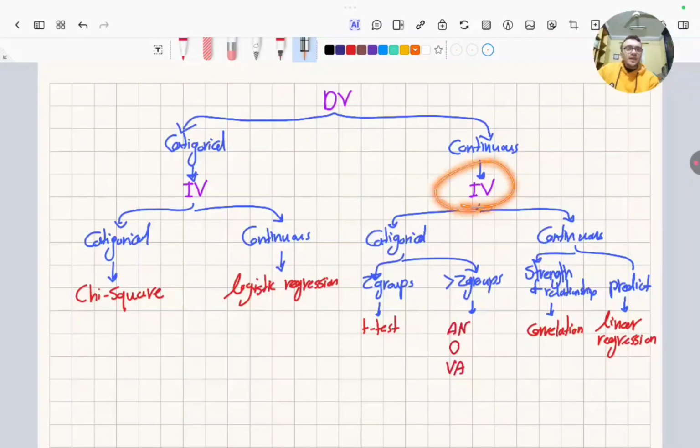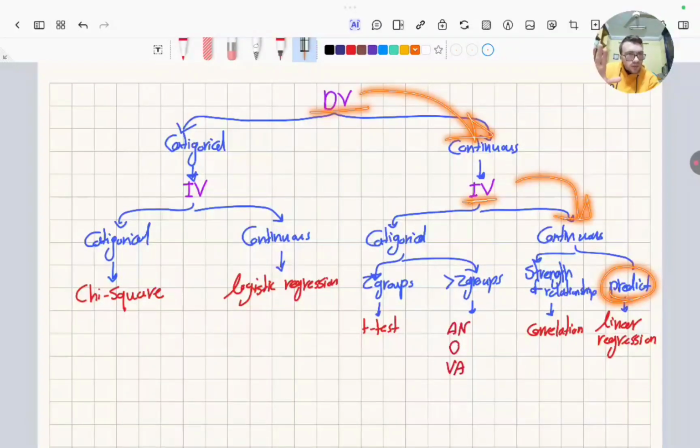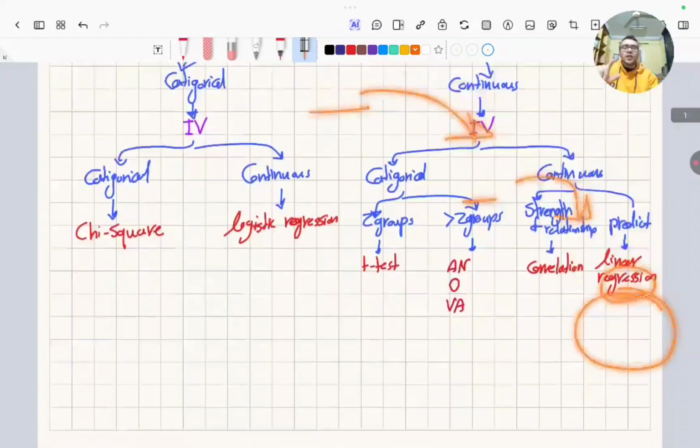And if the independent variable is continuous, it's correlation or linear regression. If he asks about strength of relationship, you would use correlation. And if you see predict, you should use linear regression. But not any predict. Predict if the dependent variable is continuous and the independent variable is continuous also. Predict, so it's linear regression.